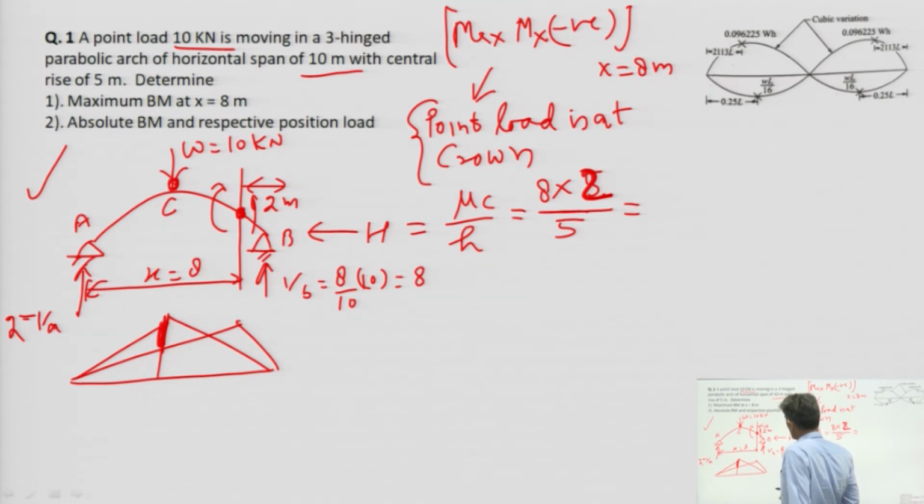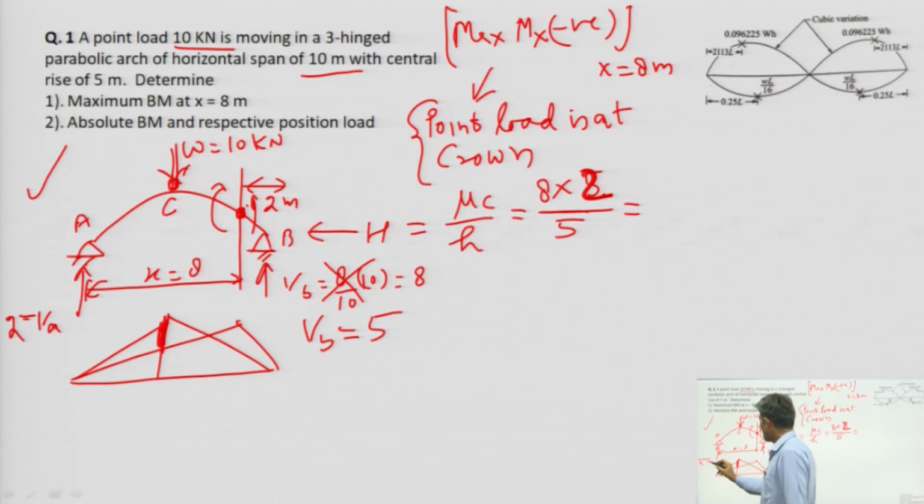Is there any problem? Oh yes, there is a problem. VB, oh, we calculated the value of VB, why 8? No, that is wrong. Value of VB, point load is not acting here actually, point load is acting here. So, VB is equal to 5, it is 5, right. Point load is not acting here, okay, that mistake we did.